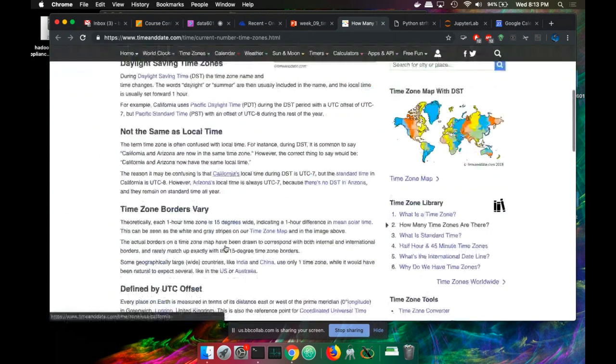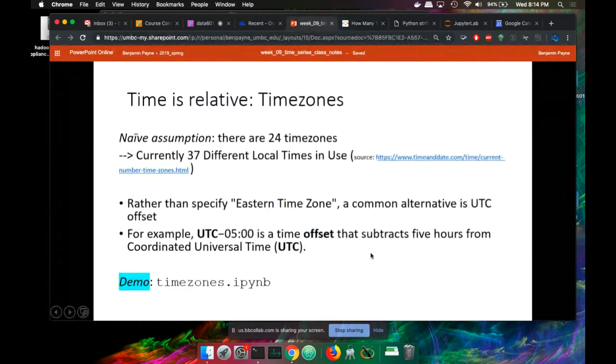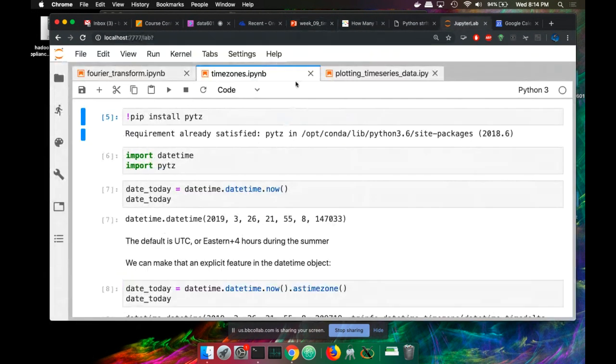And then there's 30-something different time zones, 37 different time zones. And you can see here the offset for New Zealand is 12 hours and 45 minutes. What a weird choice for the Kiwis. Right? So let's get to an example of that. Why wasn't the world designed by a data scientist? That's what I ask myself all the time.